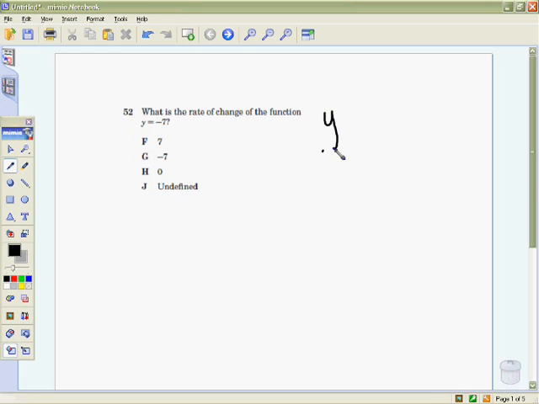First, remember y equals mx plus b, where m is our slope and b is our y-intercept. And since m is our slope, basically that's just going to be the number in front of x. Also recall that slope is also known as the rate of change.